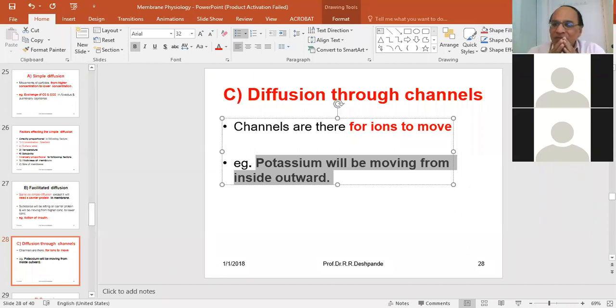Okay. So if K is more, then it can go outside automatically. But it cannot go anywhere outside. It has some specific channels for potassium to go out with the process of diffusion. So that is called diffusion through the channels. Okay.